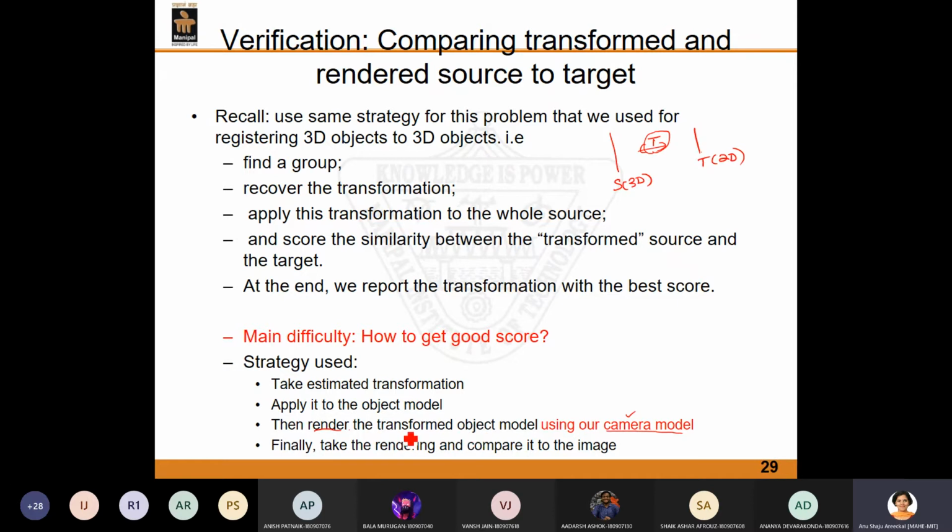What this rendering gives me is basically a 2D image, and I can compare it with that of the target to give me the error function, or the score of the estimated transformation. For the next iteration, depending on this score, the transformation changes, and accordingly it is recalculated to find the error, and you try to minimize this. Now the challenge here would be, how do we get a good score?